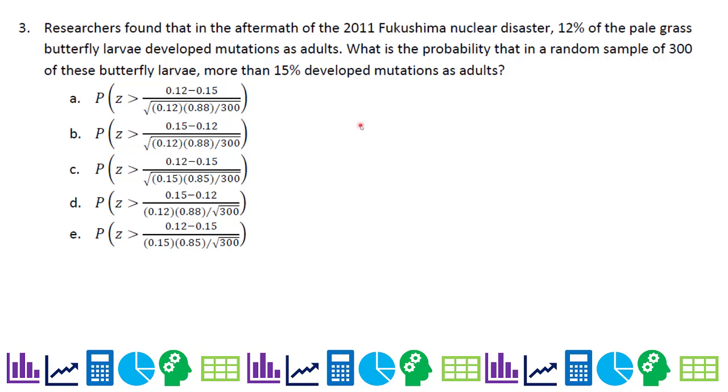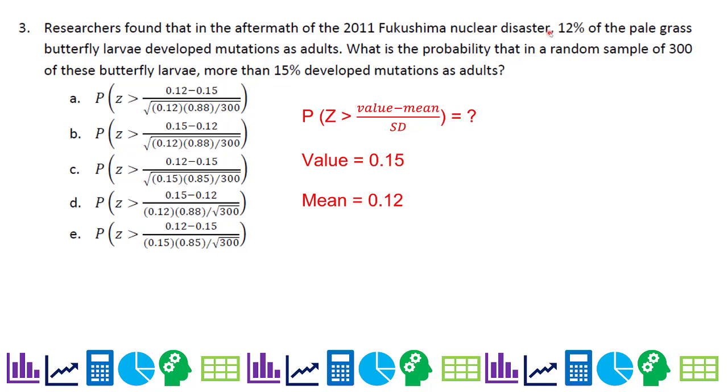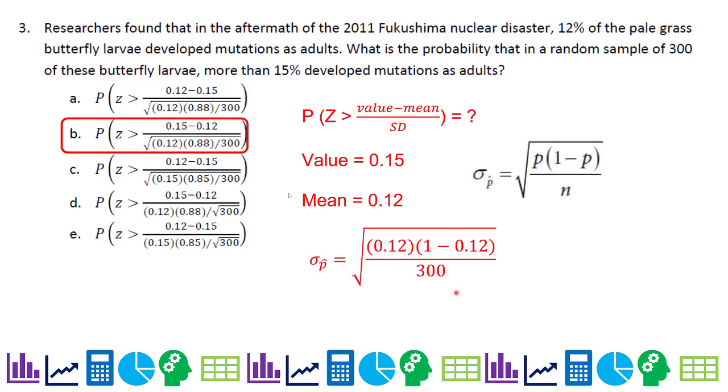So here we go. We want to know what is the probability that Z is greater than a certain value. So we're going to do value minus mean over standard deviation. The value is 0.15 right there. And the mean is 0.12 because they told us that was the mean. And then we can calculate the standard deviation. Don't use the value here. Use the mean, all right? So you got to use 0.12 in there. So once you do that and substitute, you find that the answer is P.